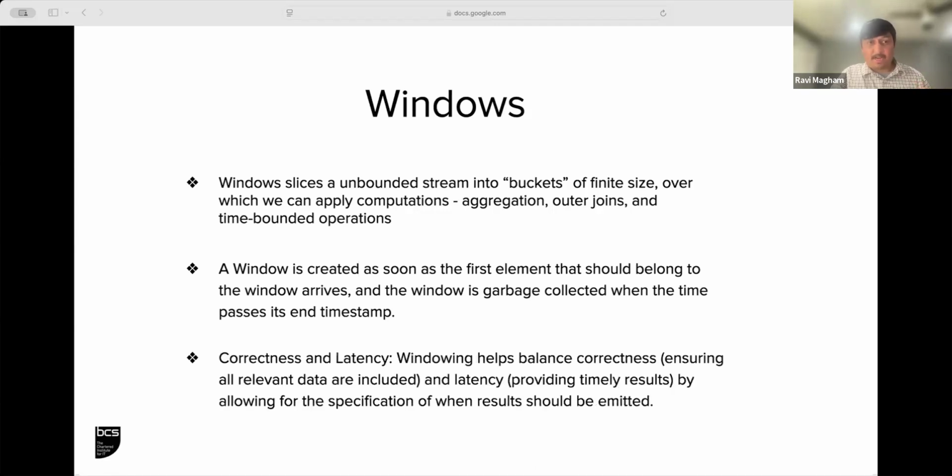And it offers a fine balance with correctness and latency, where all the data for a specific window, all the data for a specific time period is grouped within a window, and then you process it. While you're doing continuous processing, it's all part of that specific window.